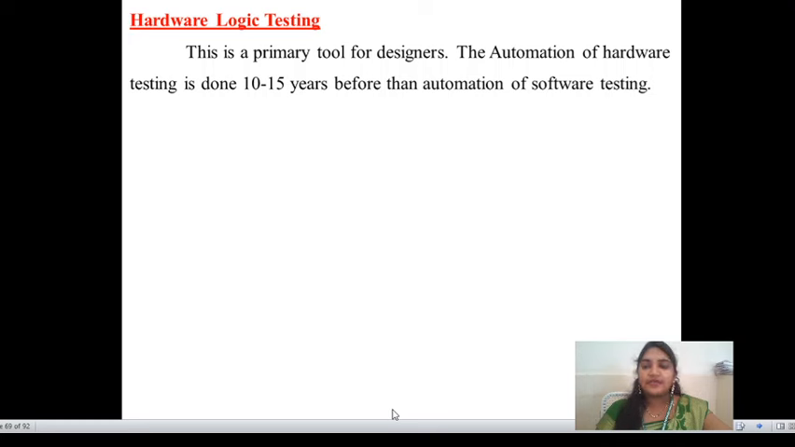Generally, the automation of hardware testing was done 10 to 15 years before the automation of software testing. So hardware testing was done 10 to 15 years before software testing.